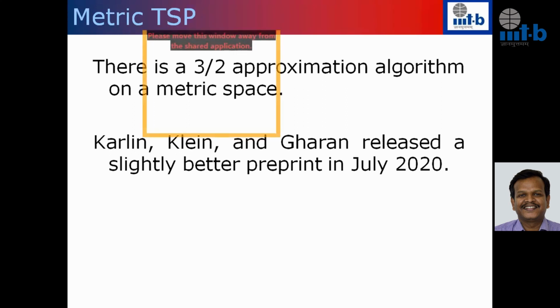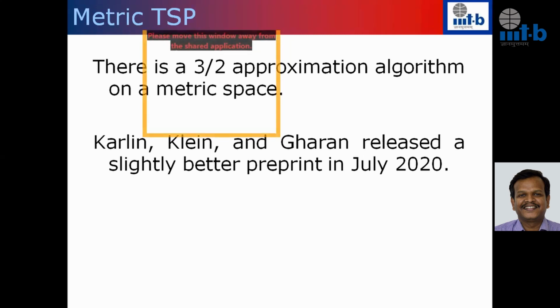It's something like 3 by 2 minus 1 by 10 to the power 32. Right, so it is still better than 3 by 2, right? So breaking this 3 by 2 approximation factor was a challenging problem for the last 45 years. So this has been broken, and we are able to do slightly better than 3 by 2. But still, the best known lower bound is close to 1. So there's a large gap to be filled.